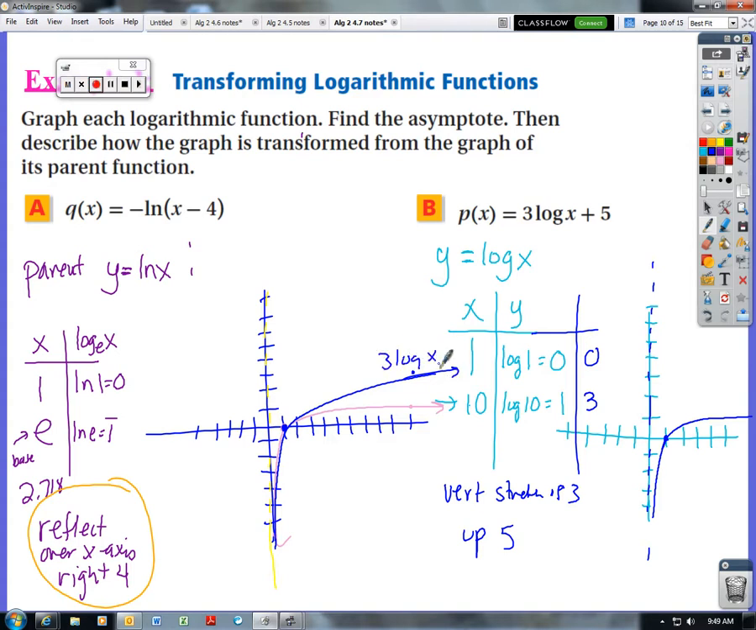Then all I have to do is move everything up 5. So this point will go up 5, and this point will go up 5. And the asymptote still stays the same. So this flesh-colored one is the final one.